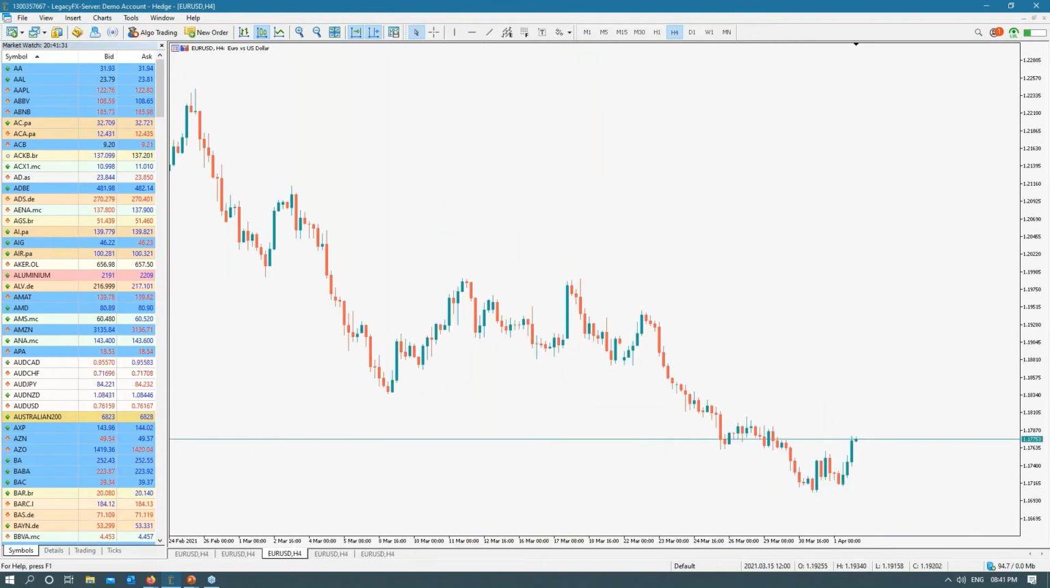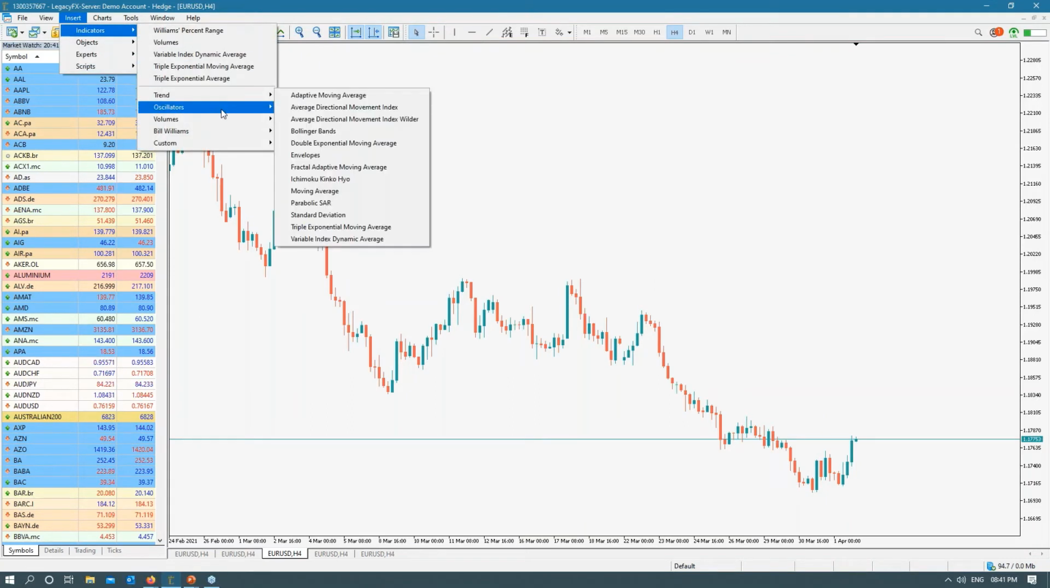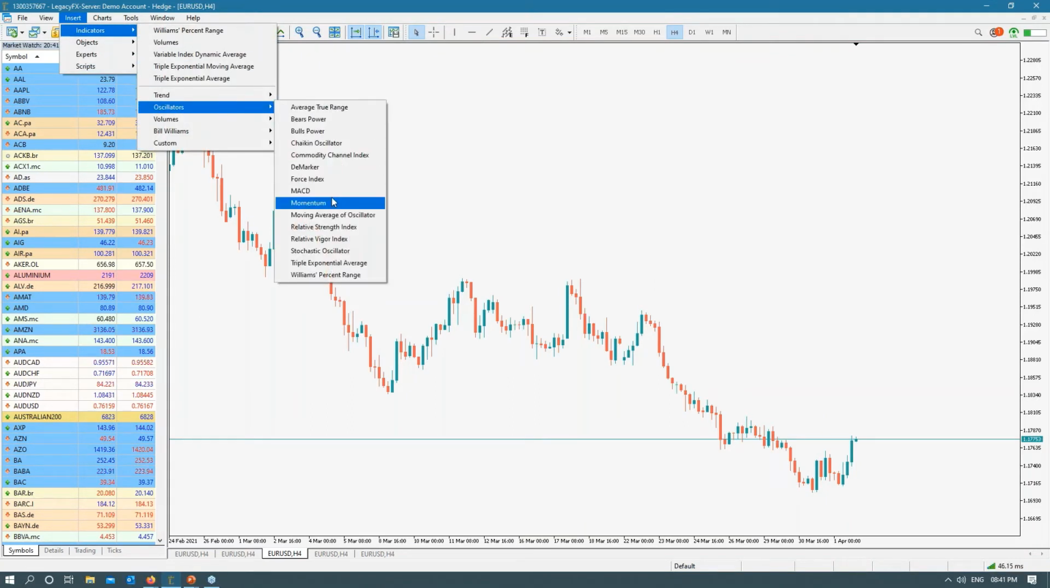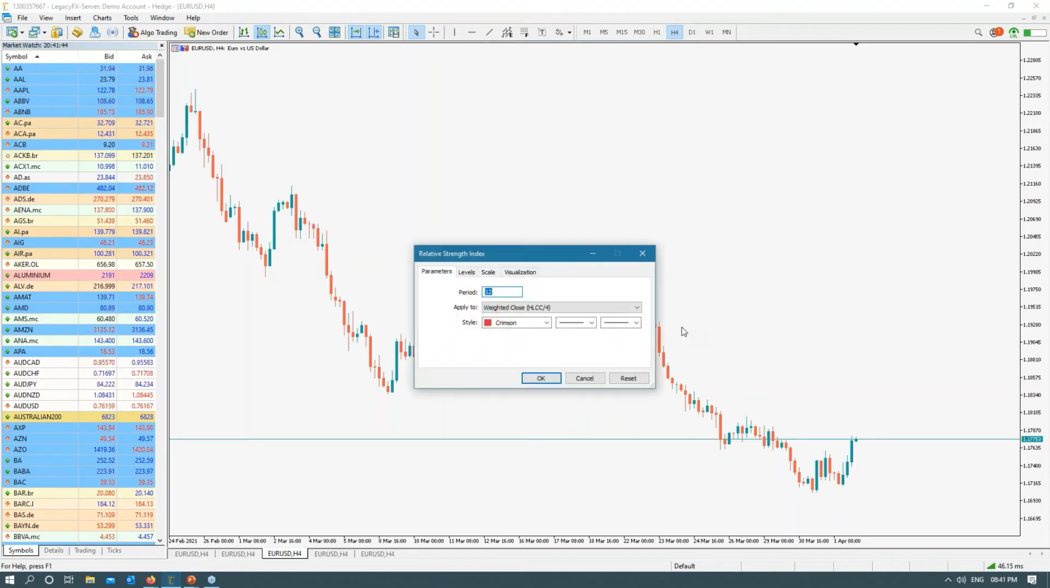So again, a separate window for now. So let's throw it in there, right? It's an oscillator, so you're going to find it under oscillators. And we were looking for relative strength index, or commonly known as RSI. Period 12, well, like we said, 13.